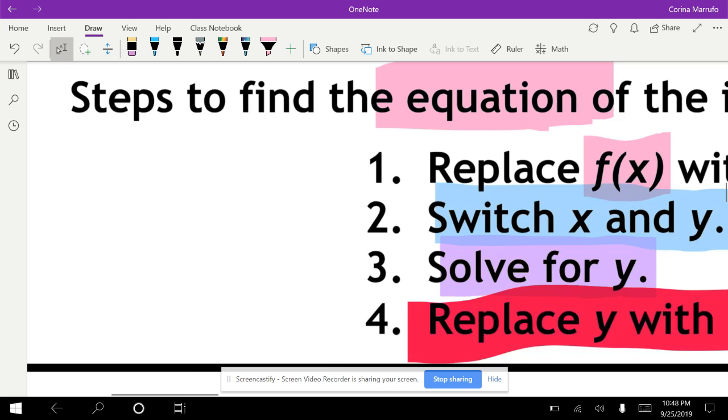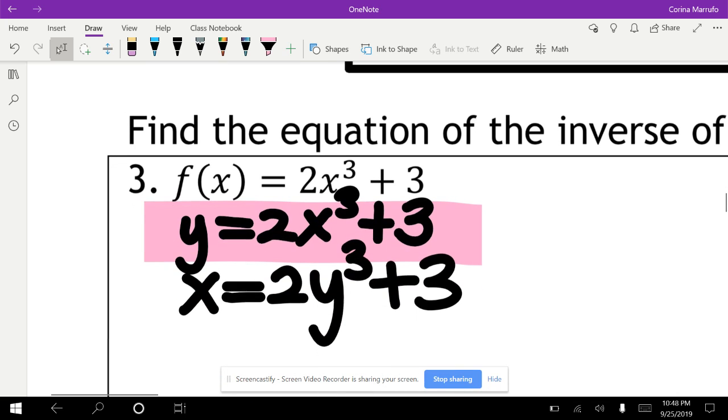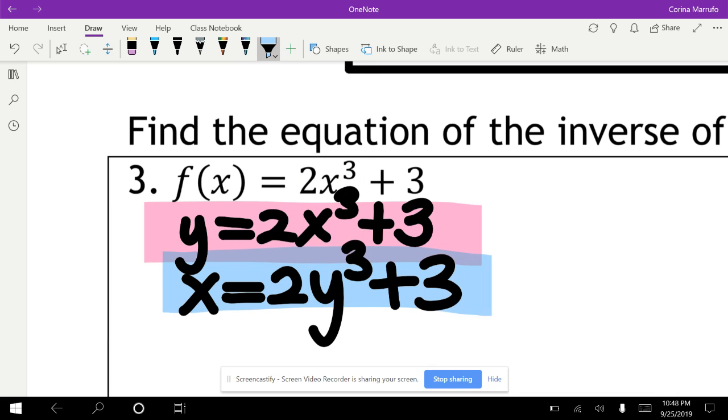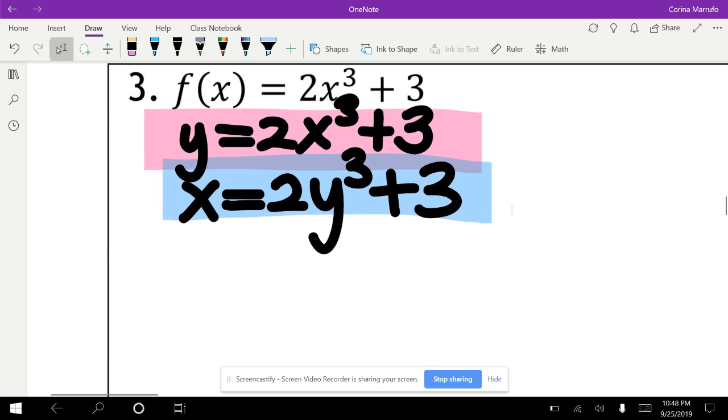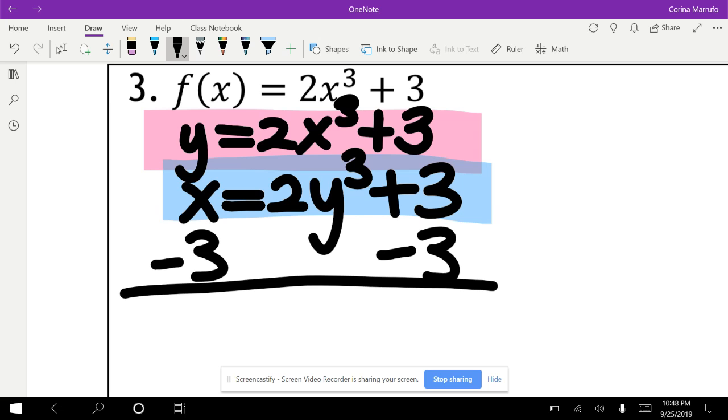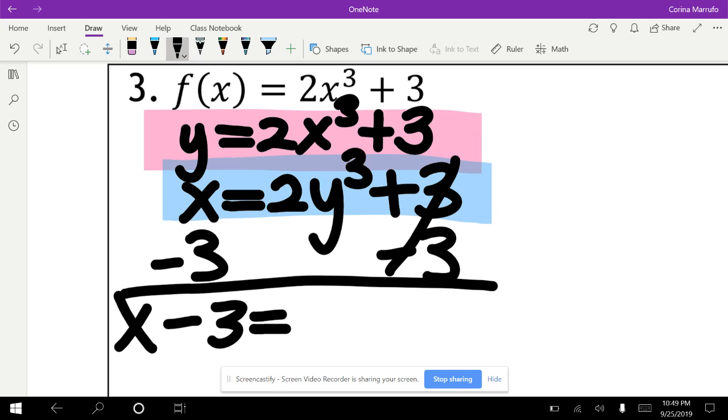Okay, then my next step is to solve for y. So this is my step 2. And then I'm going to start solving for y. So we're going to get the y by itself. So we have this 2 that's here with the y, we have the cube that's here with the y, and then we have the 3 that's here with the y. The first one that we need to get rid of is this plus 3. So we need to subtract it, and we're going to move it over on both sides. So we get x minus 3 equals 2y to the third power.